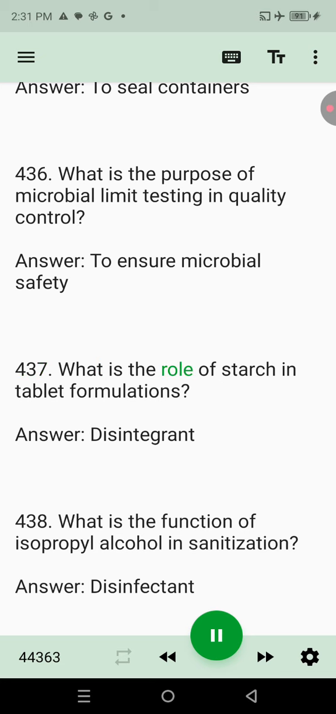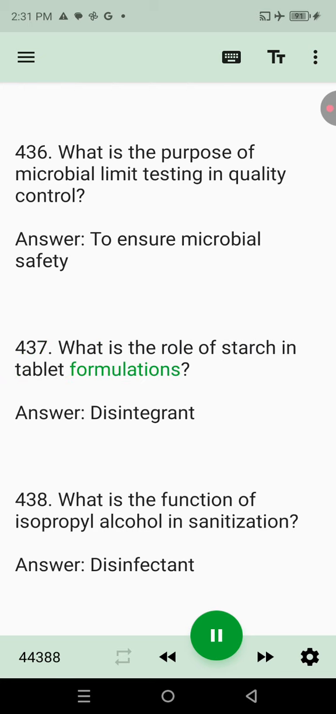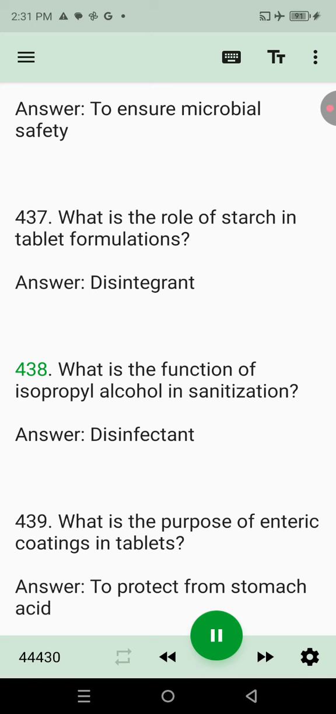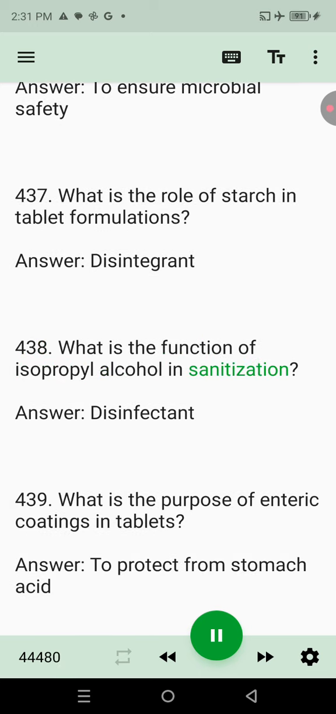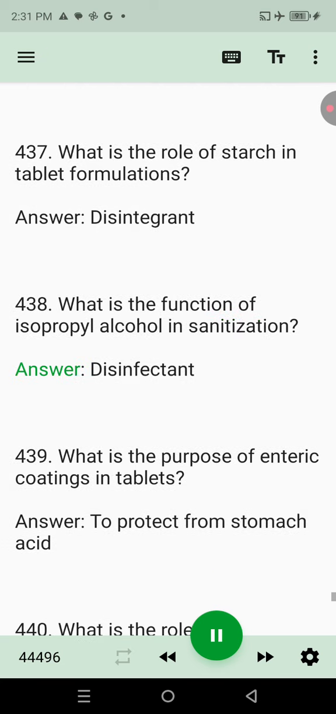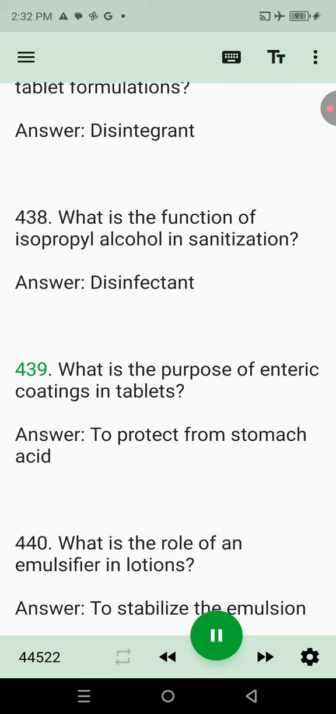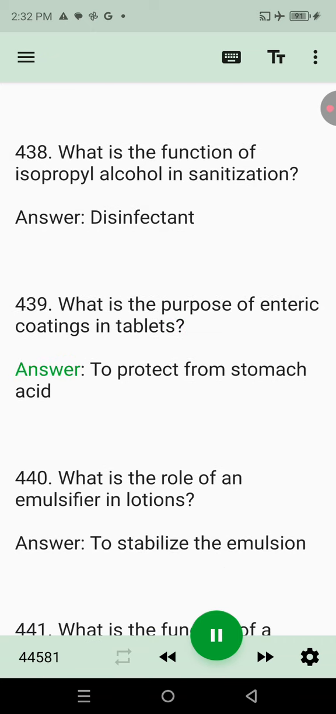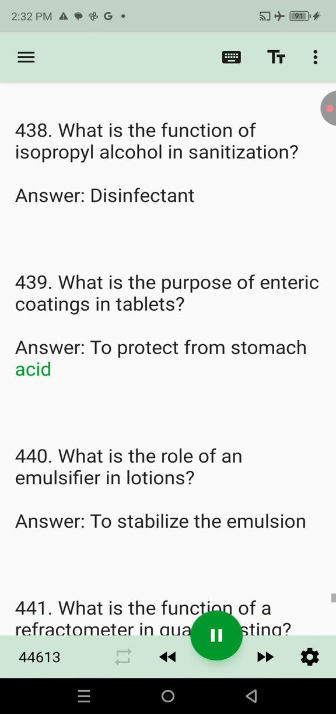437. What is the role of starch in tablet formulations? Answer: disintegrant. 438. What is the function of isopropyl alcohol in sanitization? Answer: disinfectant. 439. What is the purpose of enteric coatings in tablets? Answer: to protect from stomach acid.